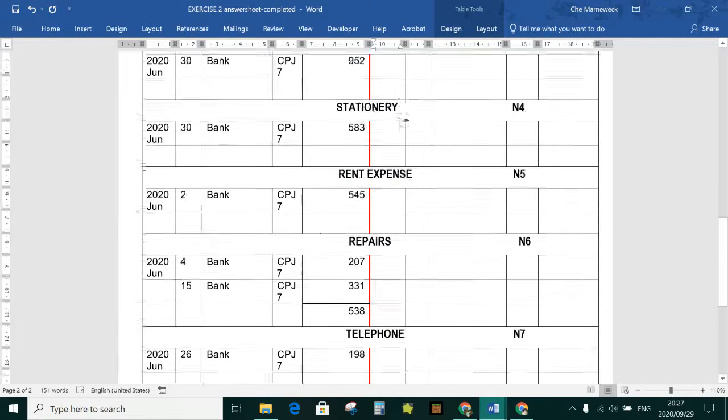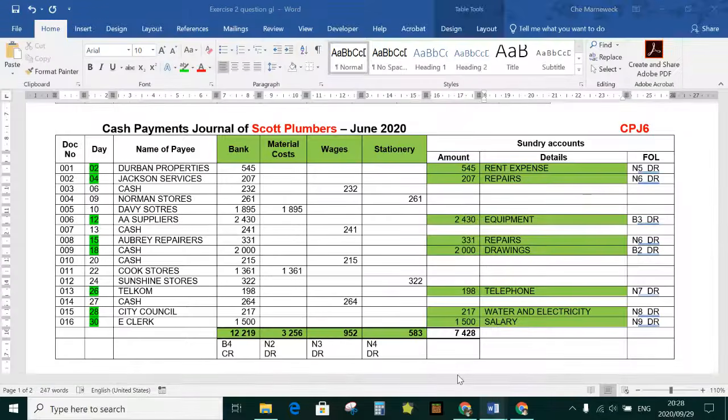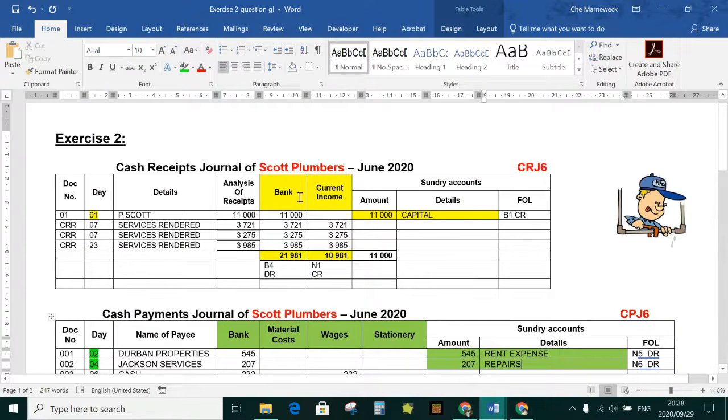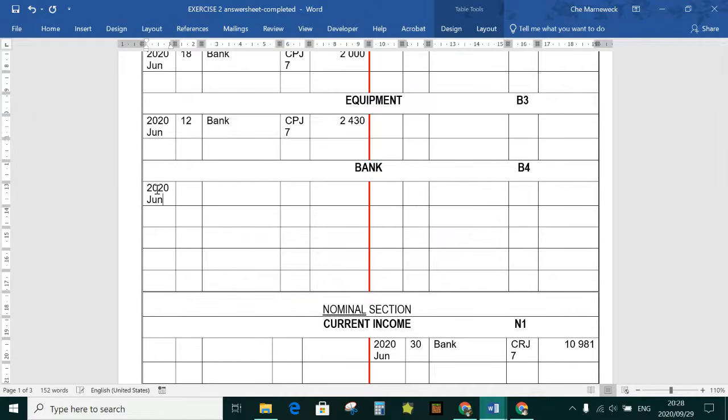We're now almost finished. We need to go back and do bank. Okay, so we're posting the total of the bank column from the cash receipts journal. It is going on the debit side of bank. But we cannot write bank inside bank. You can't write the account name inside of itself. So on the debit side, 2020, June 30th. We don't write bank, we write total receipts coming from CRJ7. What is the total value of that bank account?